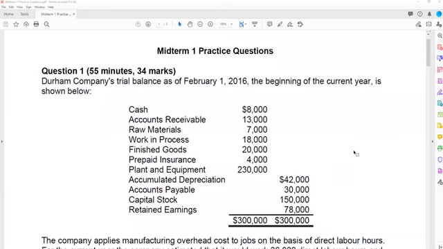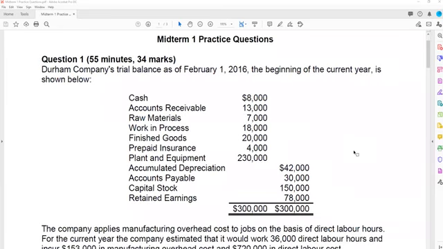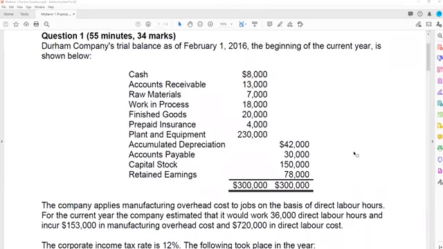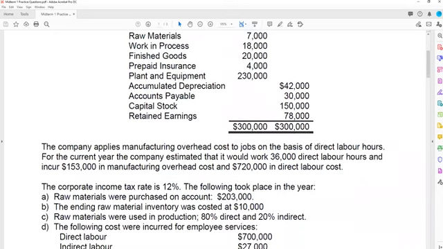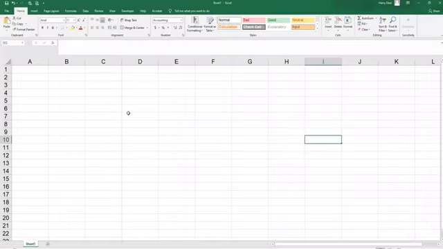In this particular problem, we're given the trial balance at the beginning of the year. And we're told that the company applies manufacturing overhead to jobs on the basis of direct labor hours. For the current year, the company estimated that it would work 36,000 direct labor hours and incur $153,000 in manufacturing overhead costs. So we're going to use this information to calculate the manufacturing overhead application rate.